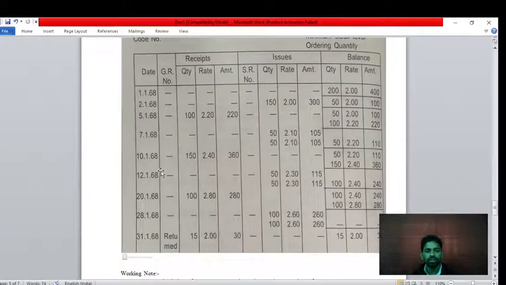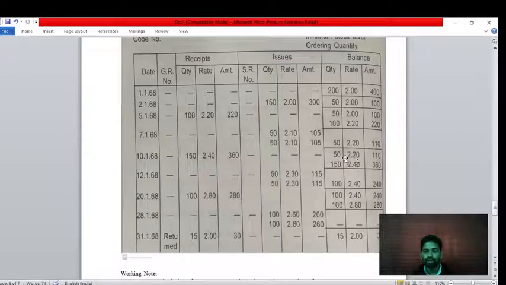Okay, so now see, on this 12th January again we have to issue 100 units. There are 2 lots. We are using the FIFO method, first in first out. Whatever the first lot, take 50 units, and 50 is still required, so take 50 from this 150. So we took the 50 units here, but we don't know the issue rate, so we have to take the average rate of the purchase prices.